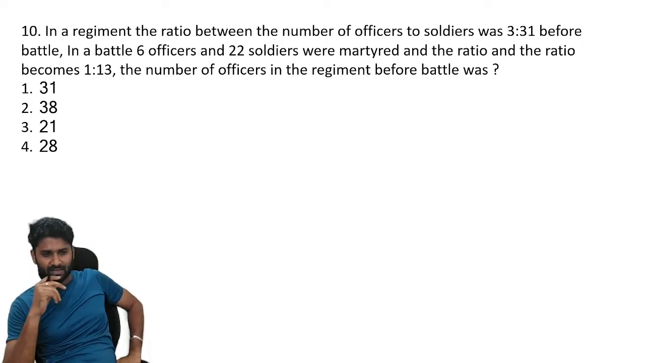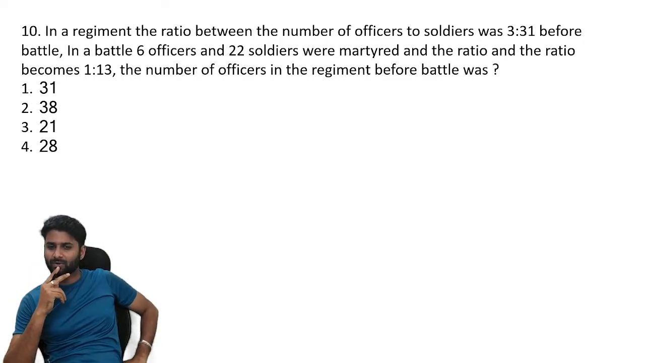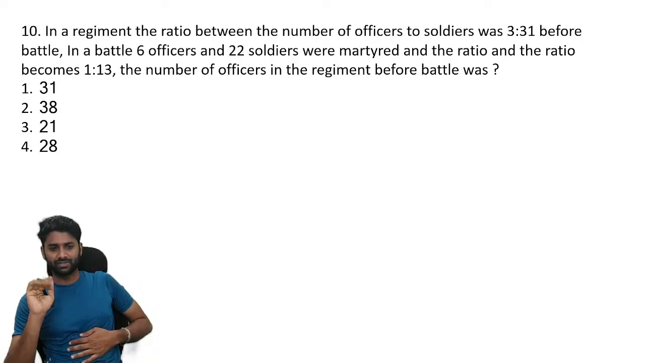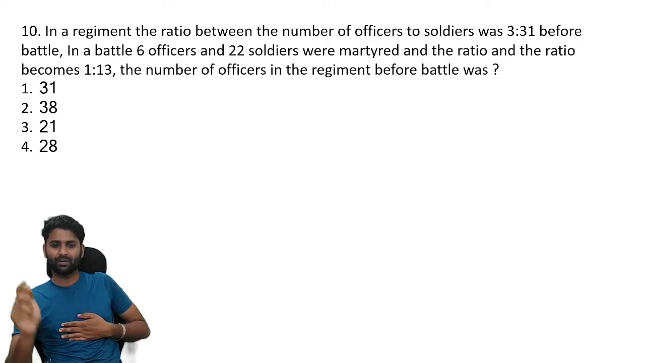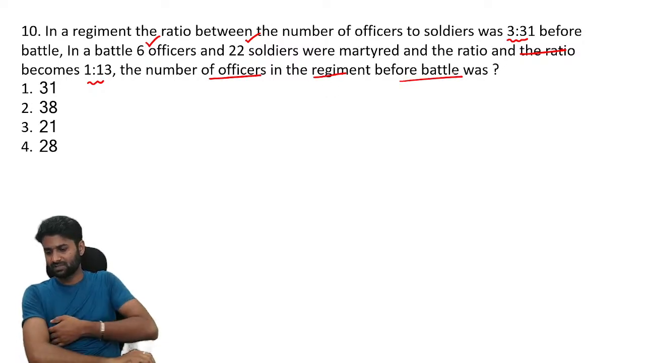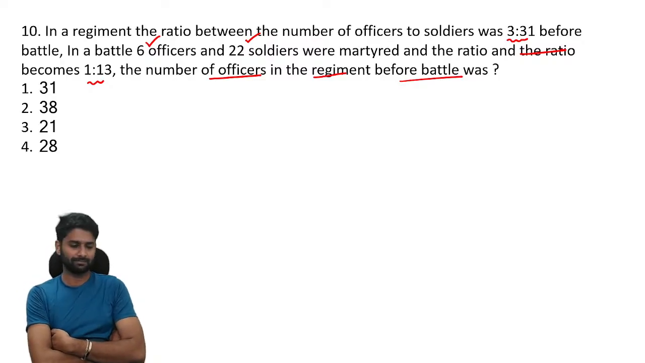To understand this one: in a regiment, the ratio between the number of officers and soldiers was 3 is to 31 before the battle. In a battle, 6 officers and 22 soldiers were martyred, and the ratio becomes 1 is to 13. So the ratio changes because 6 officers and 22 soldiers were dead. Now the question: what was the number of officers in the regiment before the battle?